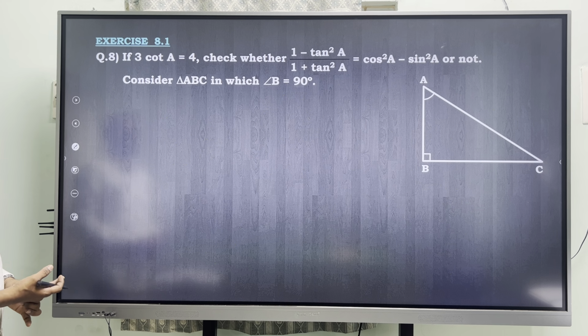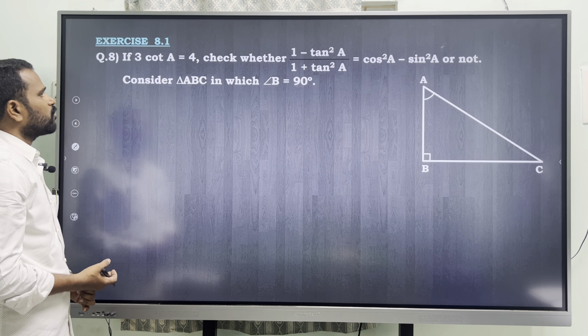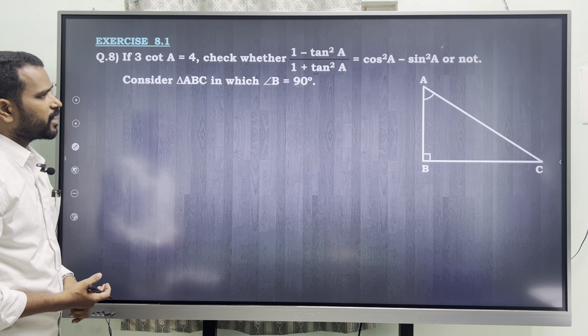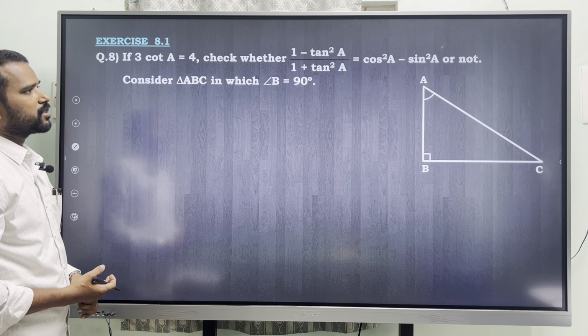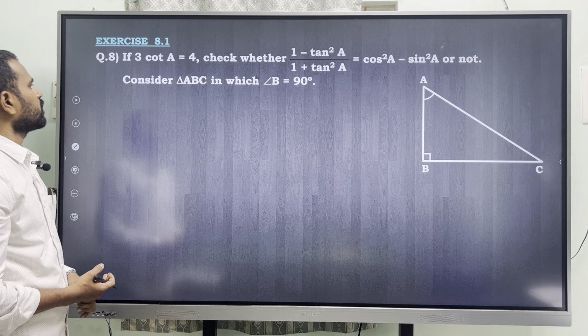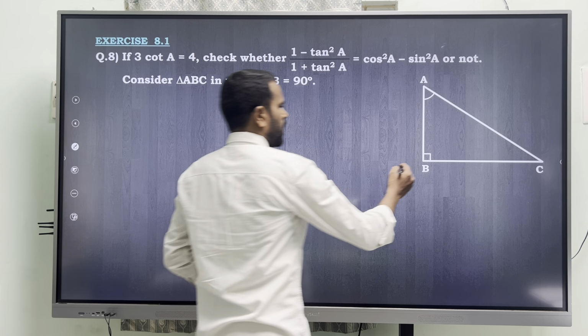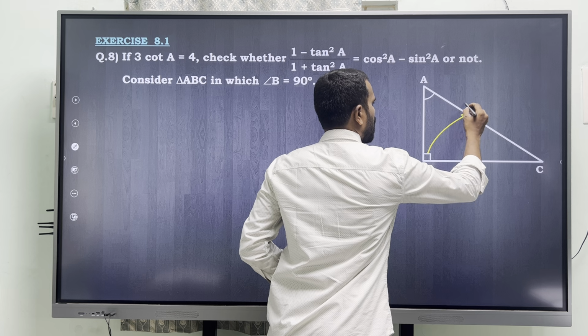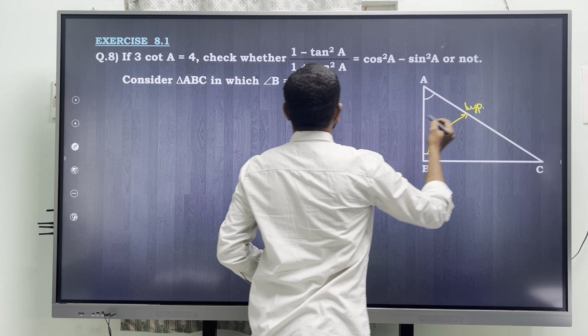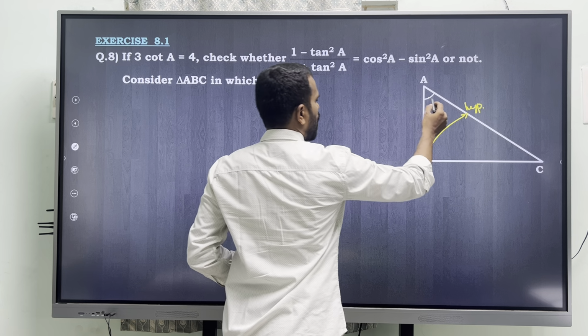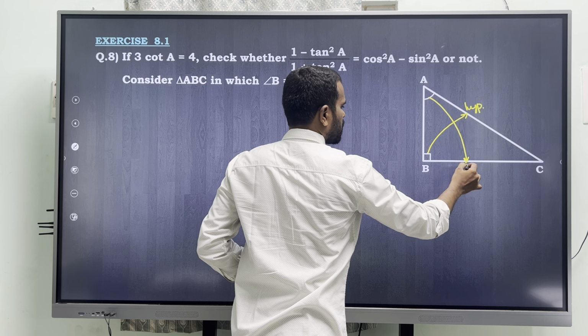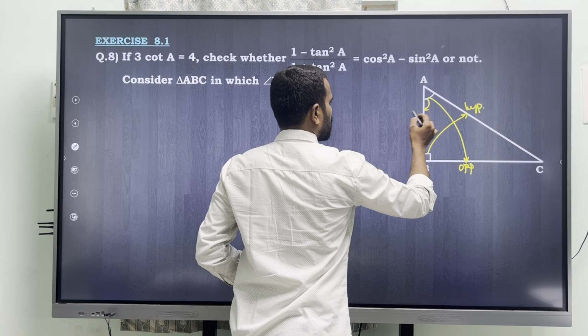See here, if 3 cot A equals 4, check whether 1 minus tan square A by 1 plus tan square A equals cos square A minus sin square A or not. Consider triangle ABC in which angle B is 90. Angle B 90 means this is the hypotenuse. Okay, angle A here. So opposite to this is the opposite side and this is the adjacent side.